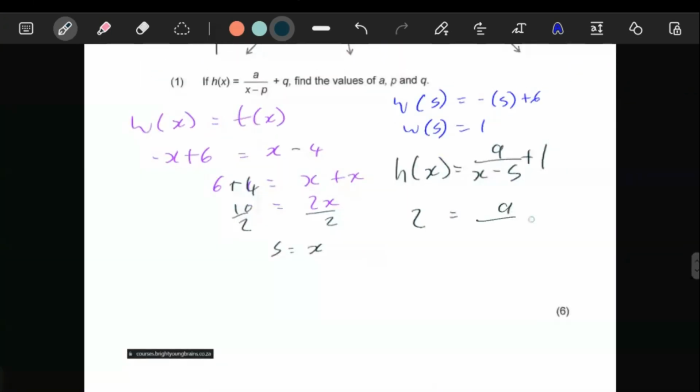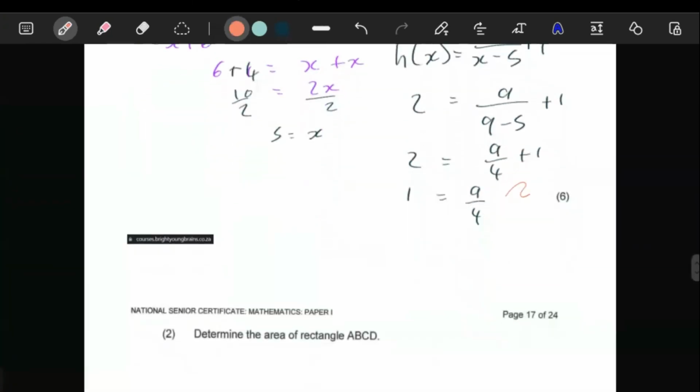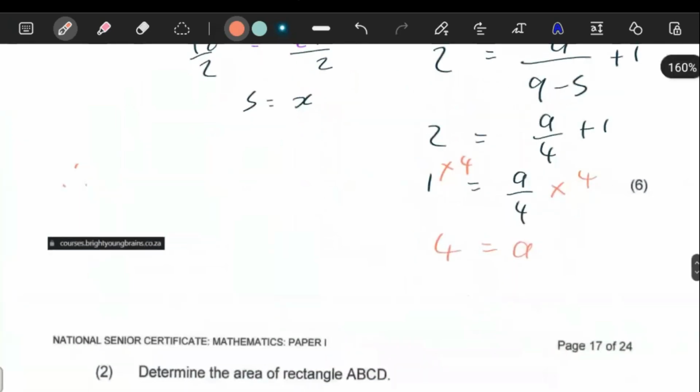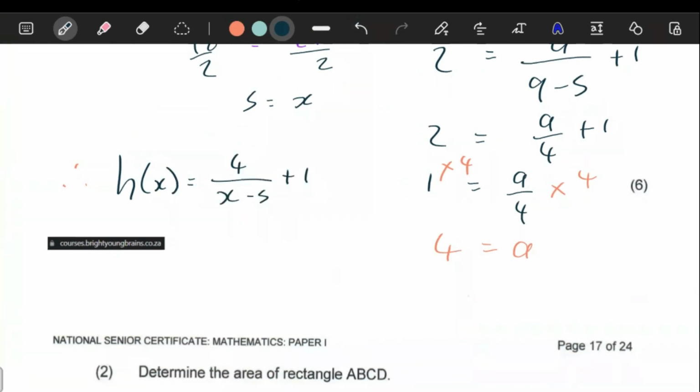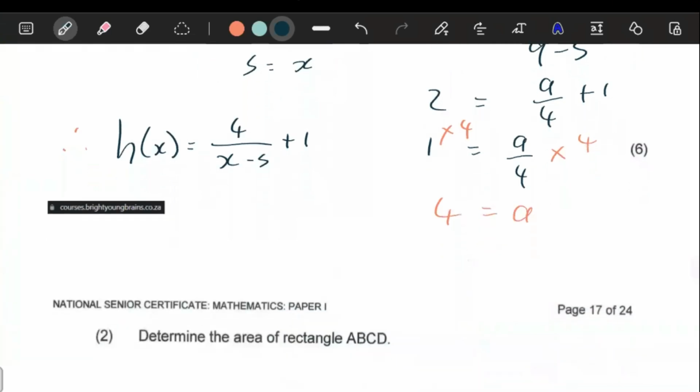You see, 9 minus 5 plus 2, A over 4 plus 1. The 2 here, 1 goes over, that's a 1, because 2 minus 1 is a 1. A over 4. Multiply by 4 on both sides. A is a 4. The equation is then h of x is equal to 4 over x minus 5 plus 1. So that's okay. Let's move on to question 2.